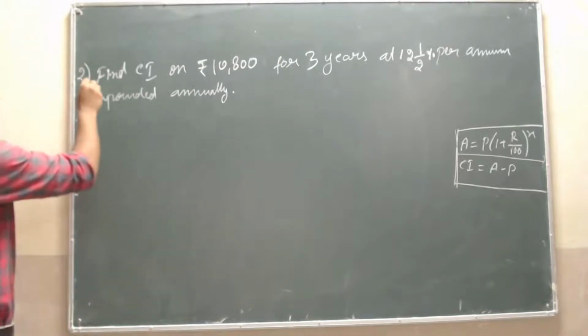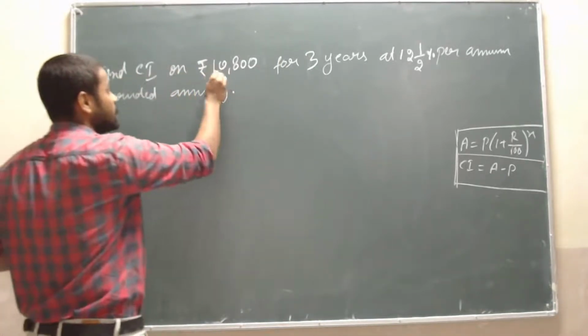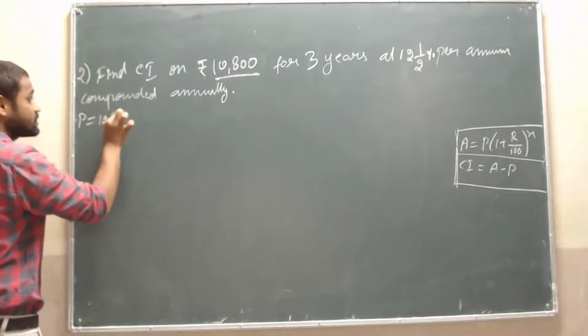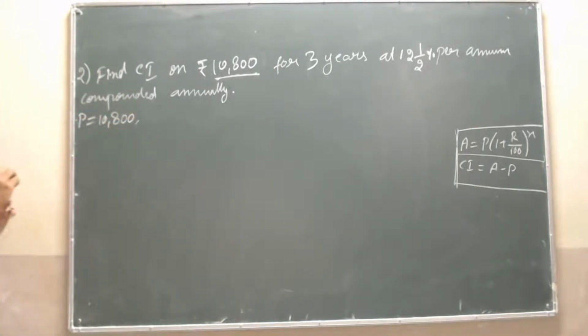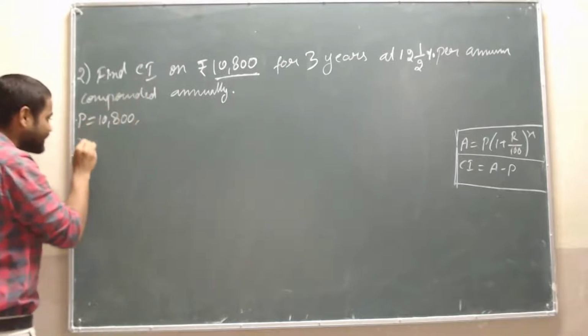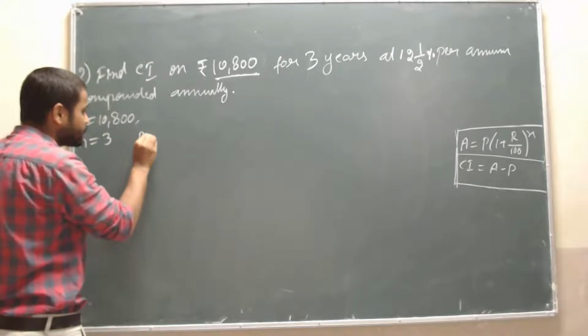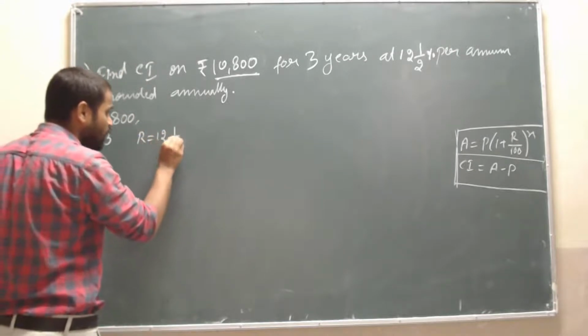See here, what is that? Find out the CI amount for 10,800. That is P is equal to 10,800 rupees. Okay, and 3 years is nothing but N is equal to 3, and rate of interest is 12.5%.